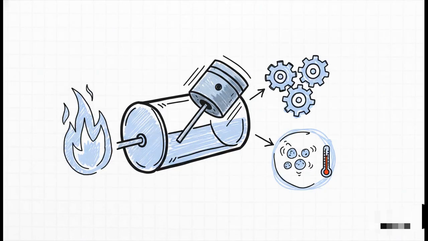So, this all comes down to a simple equation that works like an energy balance sheet. The heat you add to the system, delta Q, has to go somewhere. Part of it, delta U, goes into changing the system's internal energy, basically making its atoms and molecules jiggle around faster.